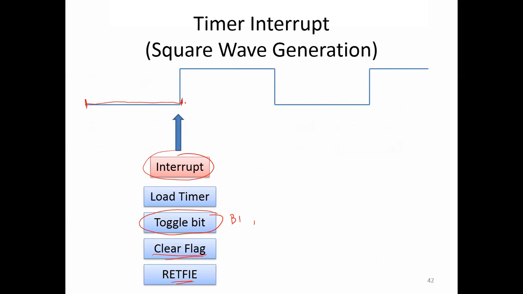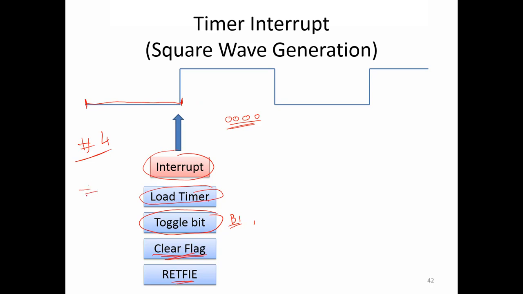But if the flag is 1, what is the initial value? What is the value of Timer 0 low and Timer 0 high? It is 0, 0, 0, 0. For the next time, we don't want to start with 0, 0, 0, 0, but with the initial value. That's why you have to load the timer with the initial value. So this is part number 4 and part number 5. For Timer 0, if there is an interrupt, we have to toggle B1, clear the flag, give the initial value of Timer 0 again, and retfie.